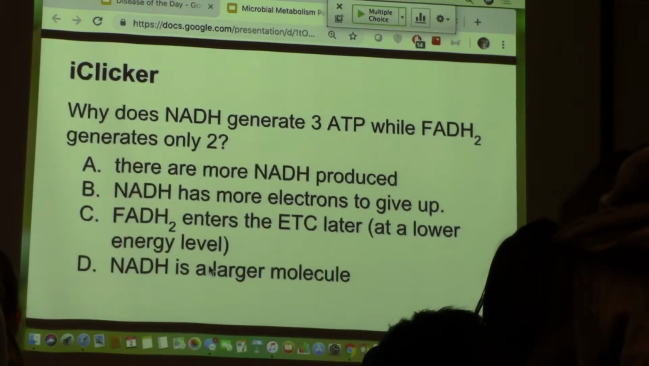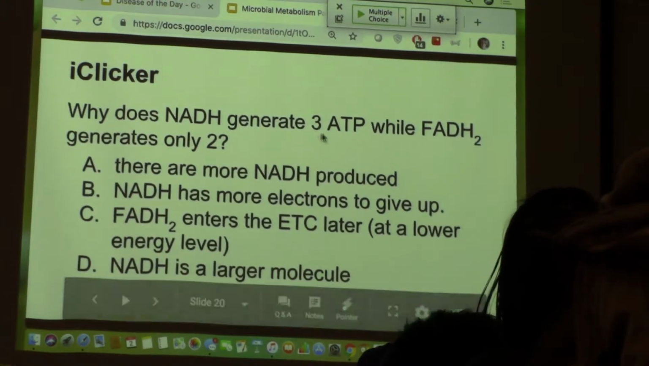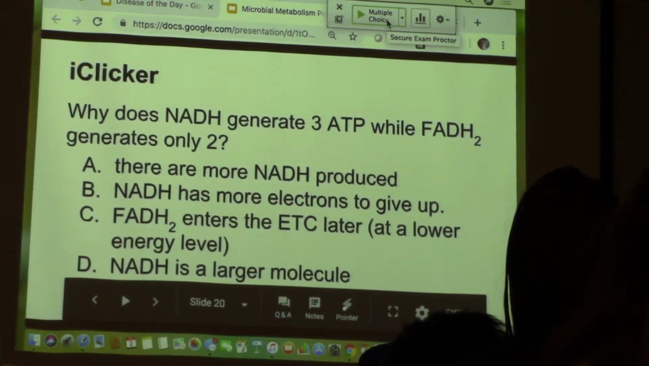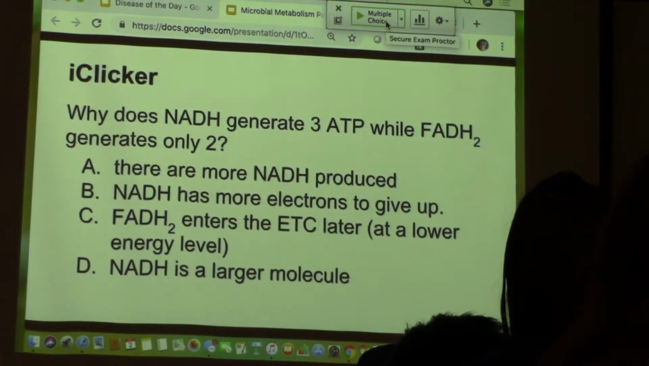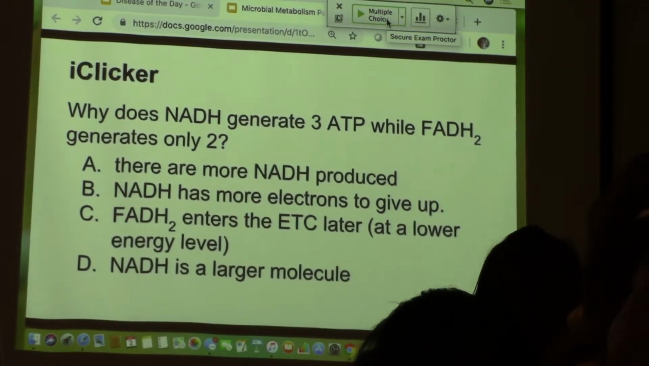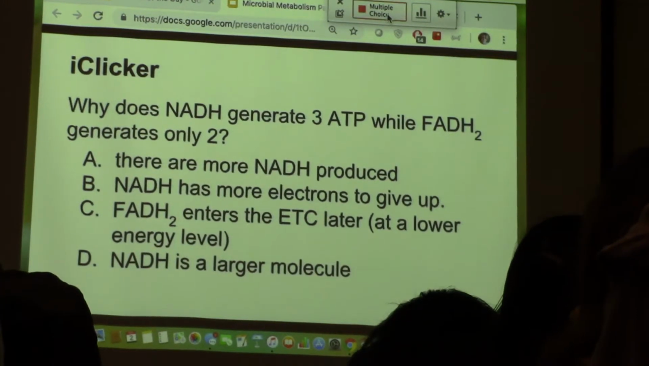Okay. Why does NADH generate 3 ATP while FADH2 generates only 2? It's not open. It's closed. Oh, because I didn't click the button. There we go.